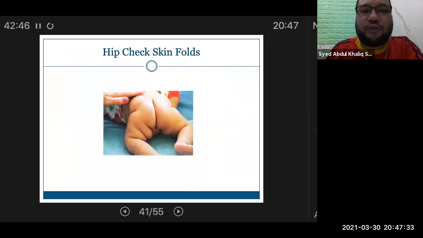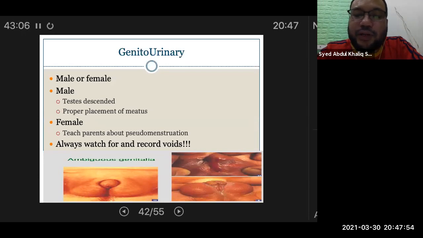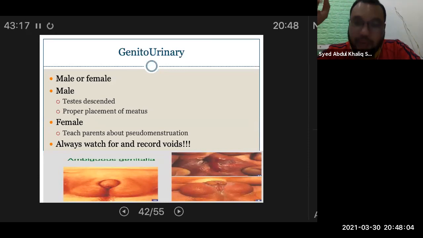And then look for skin folds, look for whether there's any signs of spina bifida. And then look at the genitourinary, whether the baby is male or female. If there is anything suggestive of ambiguous genitalia, so ambiguous genitalia is a neonatal emergency. Ambiguous genitalia is a neonatal emergency because the baby may go into salt losing crisis, and there's a lot of medico-legal issues as well, so you need to sort that out.